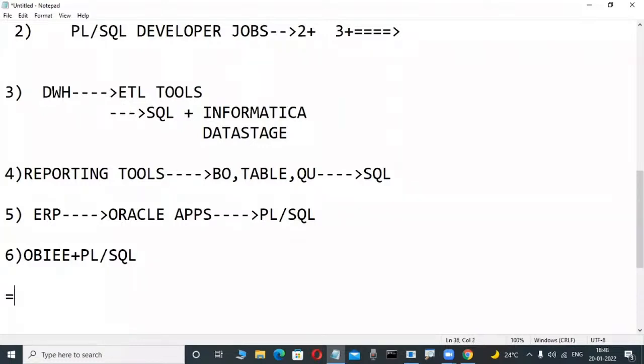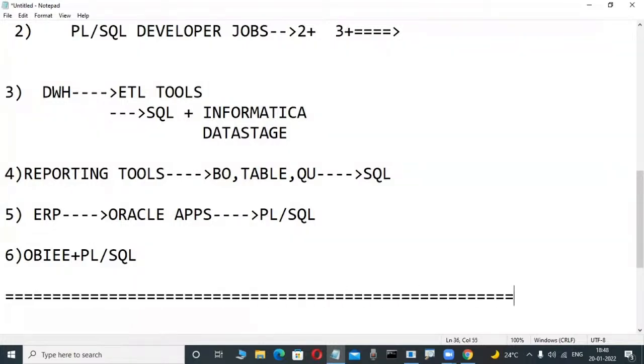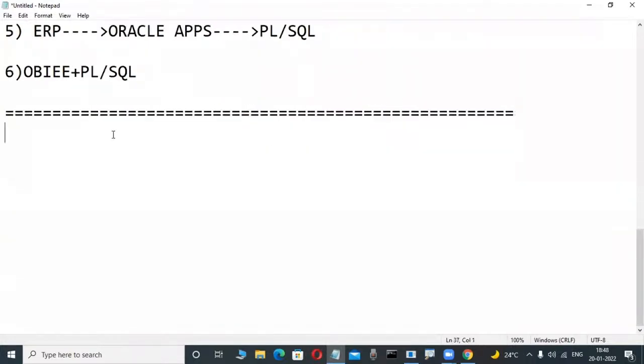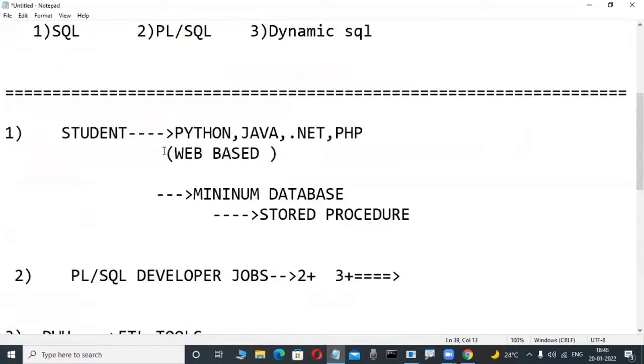Again, these are different persons. Suppose you are not interested in the programming side. Now you want the administration side, you want those jobs only. In that case, DBA courses are there: Oracle DBA, SQL Server DBA, MySQL DBA, database administration courses. For these persons also, minimum knowledge is required before learning those courses. Minimum SQL knowledge is required. These persons also learn these types of courses.